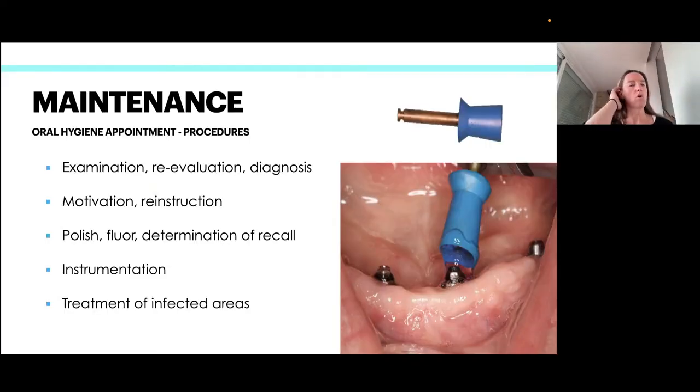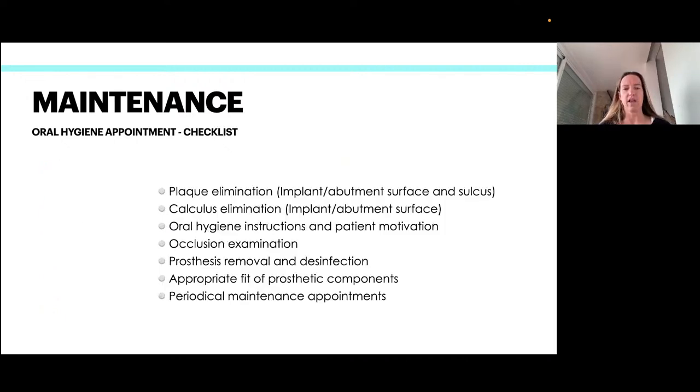So in all these oral hygiene appointments, it's very important to make a good examination, reevaluation, and diagnosis to motivate our patient and to re-instruct on how to clean better several areas that they are not cleaning so well, to polish, to apply fluoride, to determine when the next recall will be, to instrument whenever it's needed, if we have any kind of pocket depth and if we have suppuration. So we have to treat the infected areas when needed.